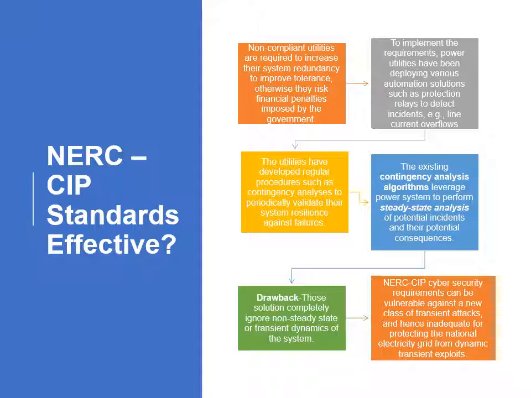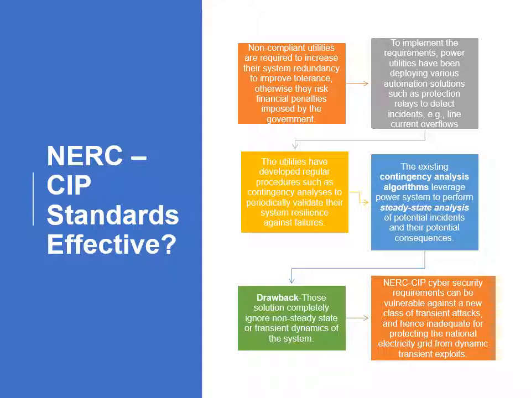We were saying that the electricity grid is vulnerable to transient state attacks. That is why the question comes up: are NERC standards effective? Non-compliant utilities are required to increase their system redundancy to improve tolerance, otherwise they risk financial penalties by the government. Since they have to implement these requirements, they have been using various automation solutions, such as protection relays, to detect incidents like line current overflows. These utilities have also developed regular procedures such as contingency analysis to periodically validate system resilience against failures.